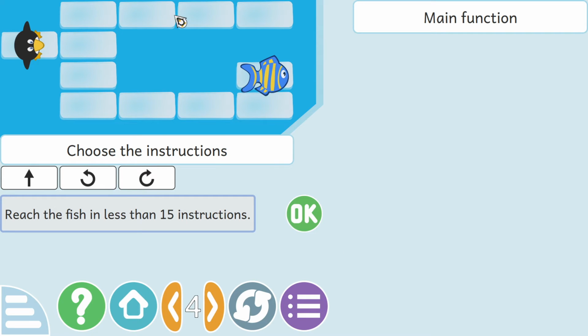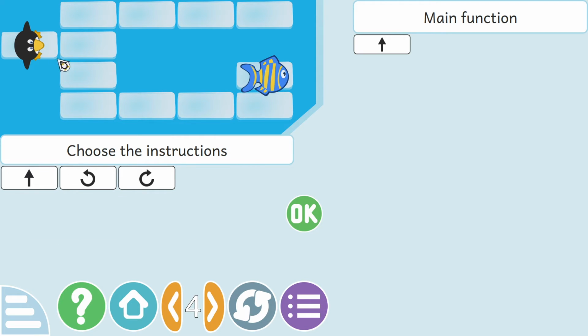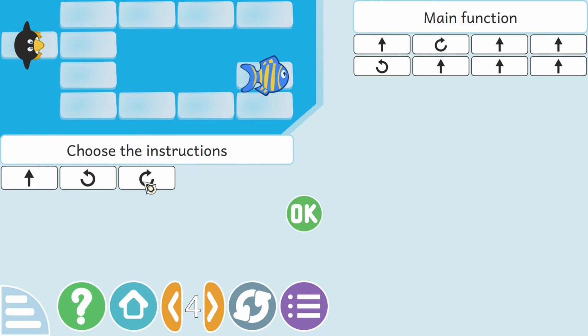In this case, we've got an option that we can walk left or right. I'm just going to get tux to go right, and we've got to reach the fish in less than 15 instructions. So first is a step forward, then turn right, 2 steps forward, turn left, step 1, 2, 3, 2, 3, left, and 1 last step as well.